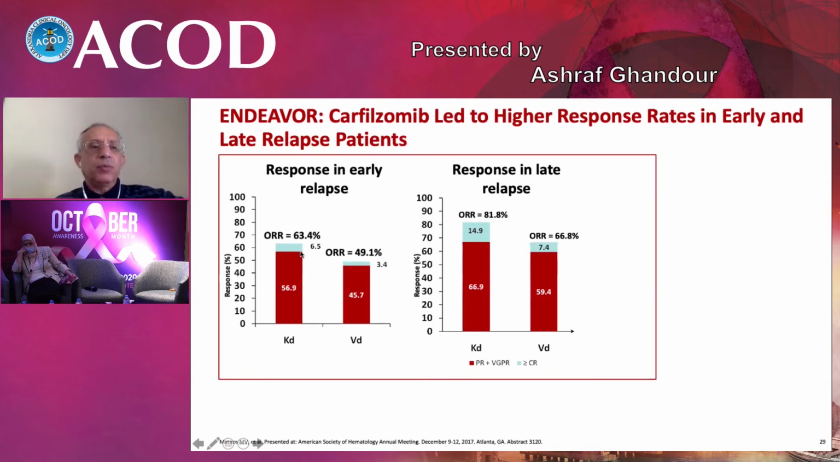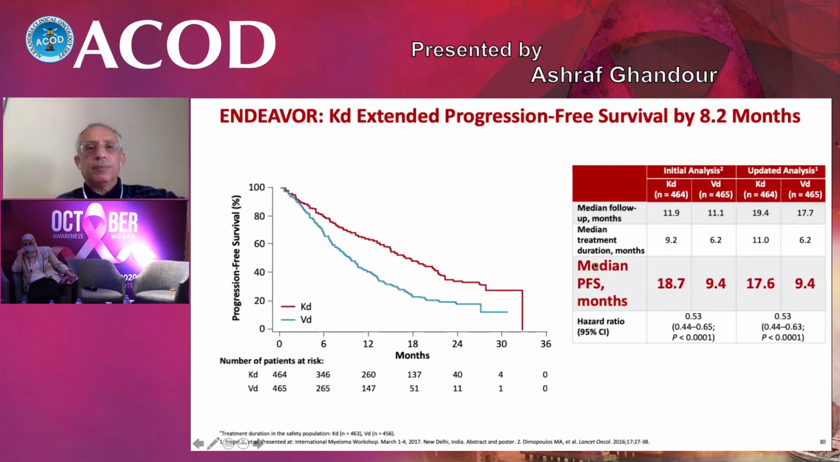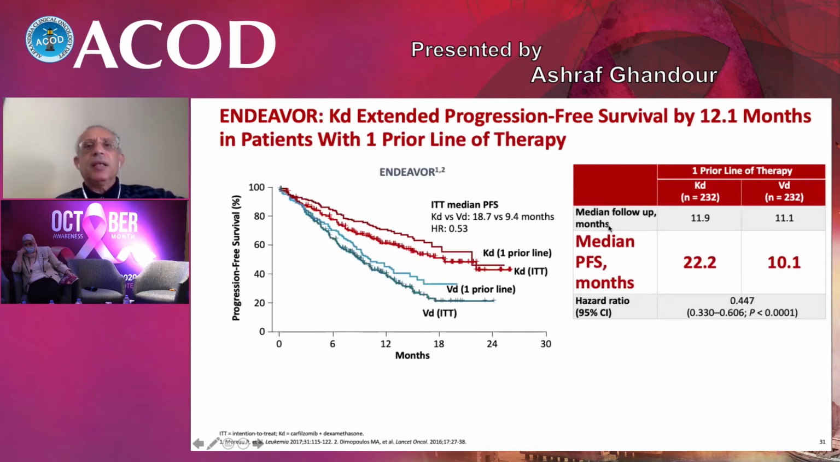With carfilzomib, overall response was almost 64%, while it was 50% with Velcade. In late relapse it increased up to 82% with almost 15% complete response, while with Velcade it's 67% overall and only 7% complete response. KD extended progression-free survival by up to 8 months. Progression-free survival increased by almost a year, 12.1 months, with one prior line of therapy.